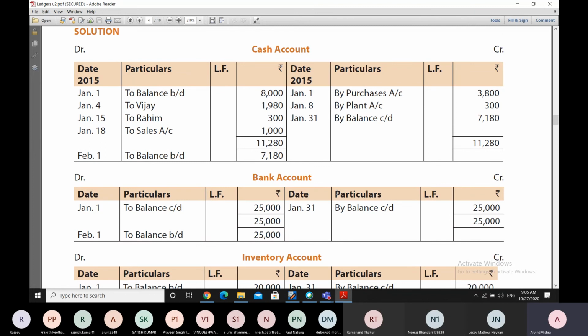So what happens to other accounts? Let's say bank account. In the bank account, no entry is being made, only the balance which was there in the beginning, the same balance is carried to the next year. As you can see, on January 1, a balance was brought down of 25,000 rupees, and the same balance is then carried down on January 31st, and then the same balance is brought down to February 1.